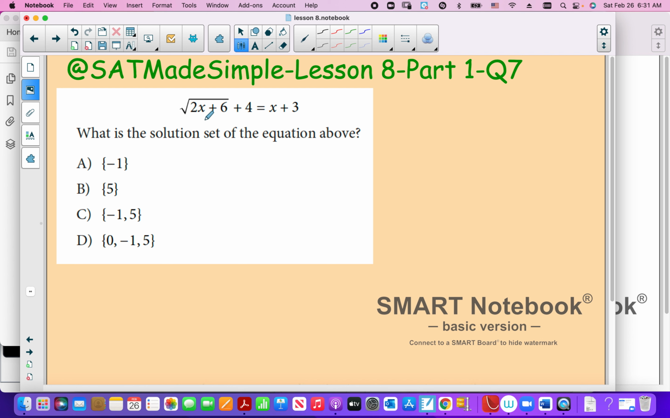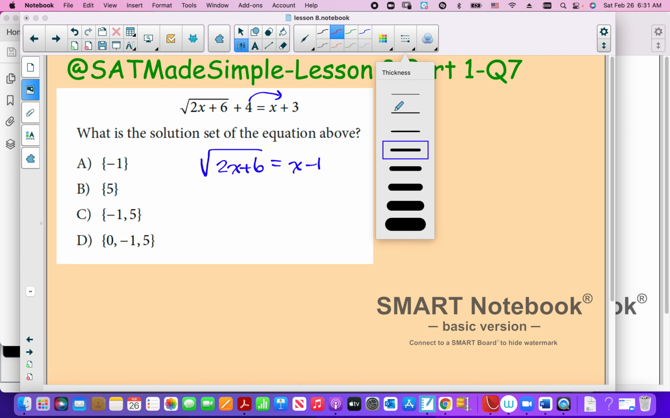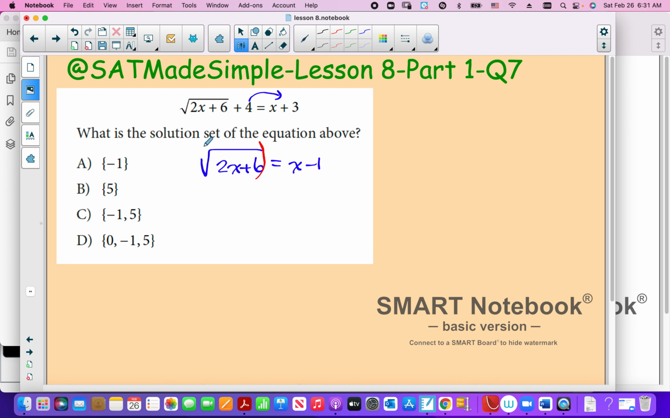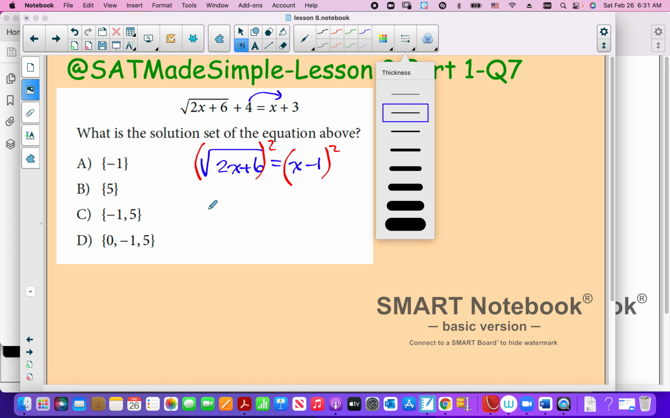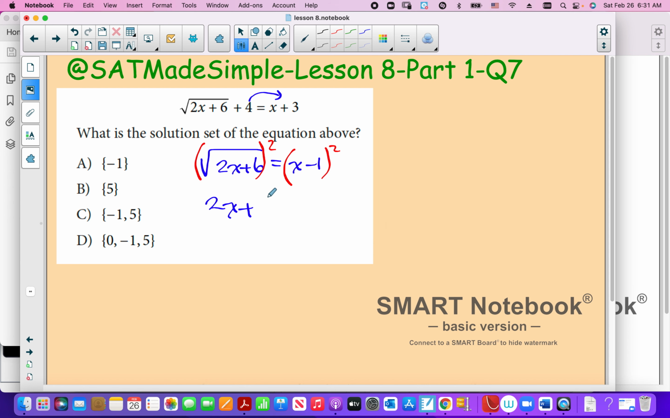An equation, we need to solve for it. So first thing, I'm going to move 4 to the other side, so that'll be square root of 2x plus 6 is equal to x minus 1. To annul the radical sign or the square root, I square both sides. So that makes the left hand side 2x plus 6. My right hand side is a perfect square trinomial. Need to expand that. That is x squared minus 2x plus 1.